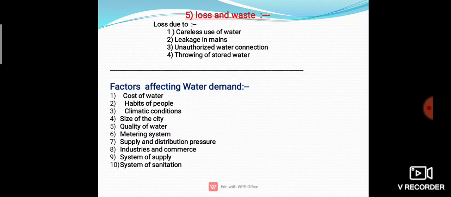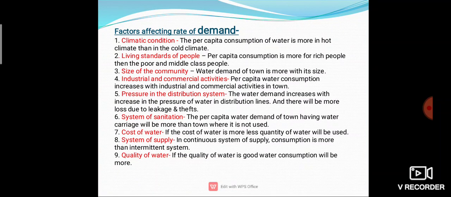Then water is required for flushing the system, and there is the cost of water, then living standards of people. Per capita consumption is more for rich people than for poor and middle class people. Then pressure in the distribution system: water demand increases with increase in the pressure of water in the distribution line, and there will be more loss due to leakage.